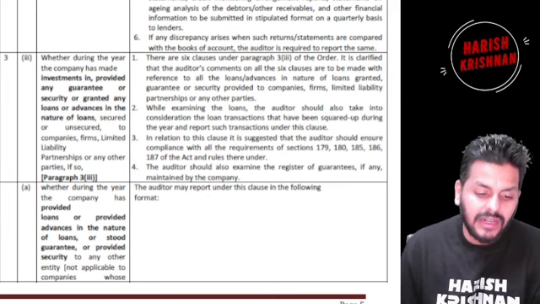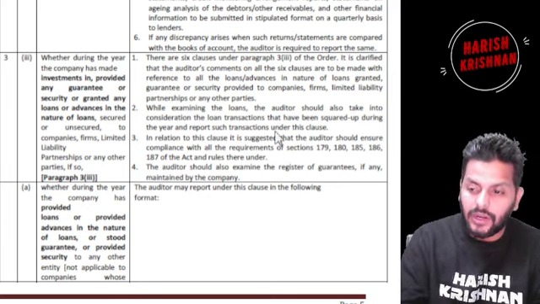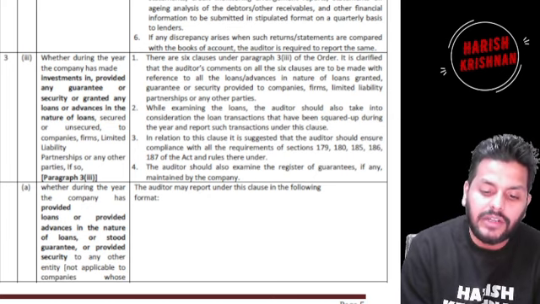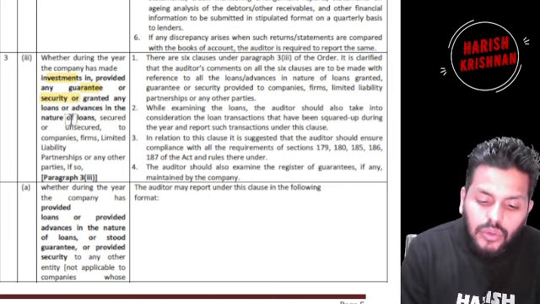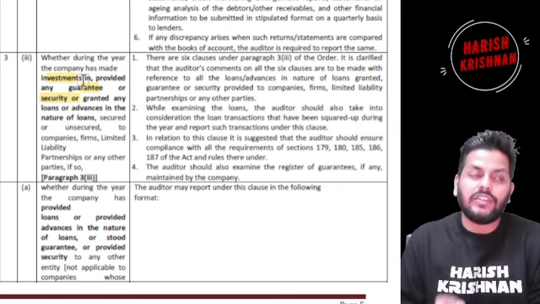whether during the year the company has provided loans or provided any advances. So did you provide any loans or advances, made investments, provided any guarantee or security to parties mentioned in the register under section 189. That's how the 2016 clause used to read.